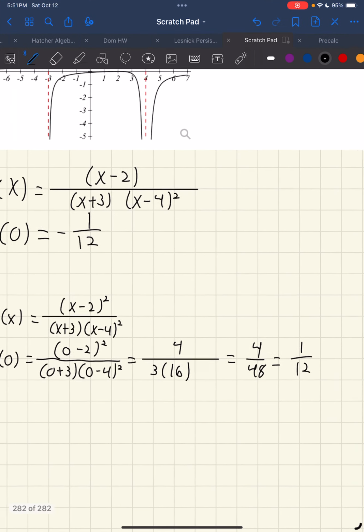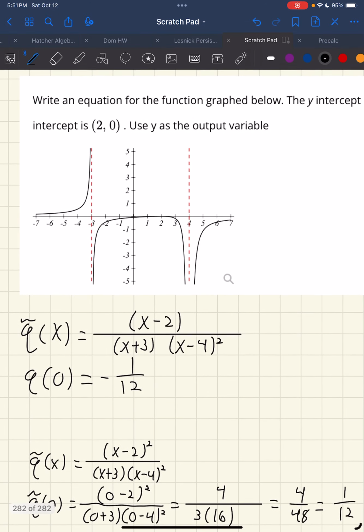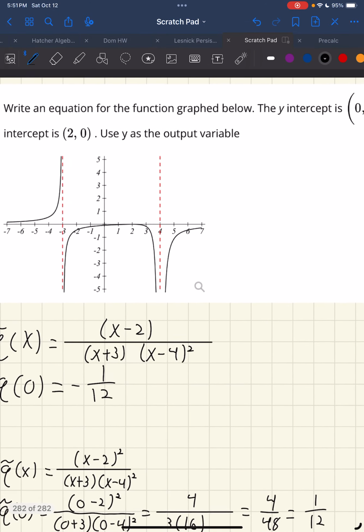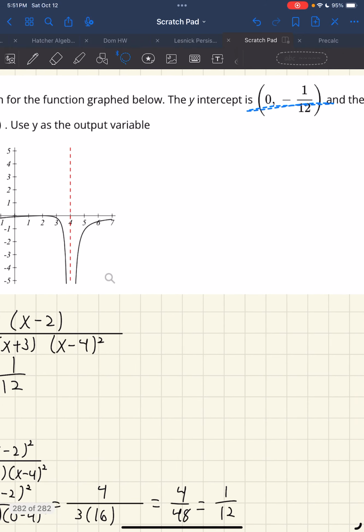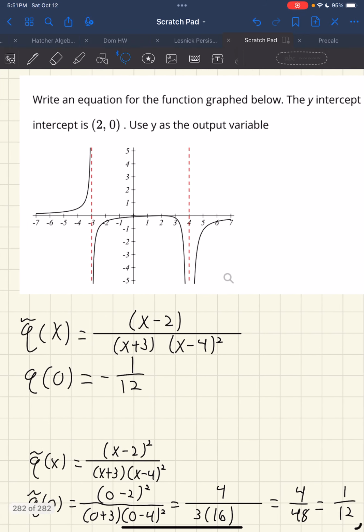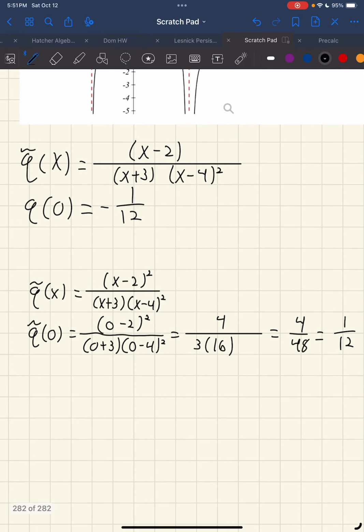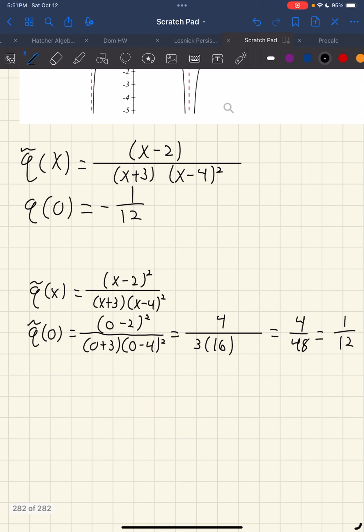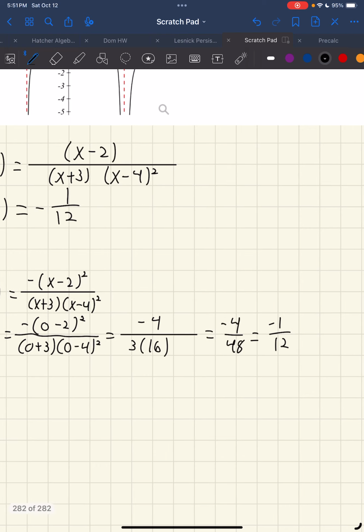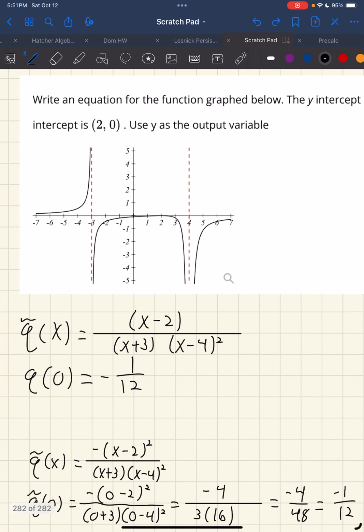How can I do that? Well, again, I need to be manipulating this function in a way that won't mess up the y-intercept, the x-intercept, or any of the asymptotes. Well, it turns out one of the ways we can do that is if I just slap a negative on the outside. Because if I slap a negative on the outside, all that's going to do is put a negative there, negative there, negative there, negative there. And that works. That'll give me my y-intercept that I need.